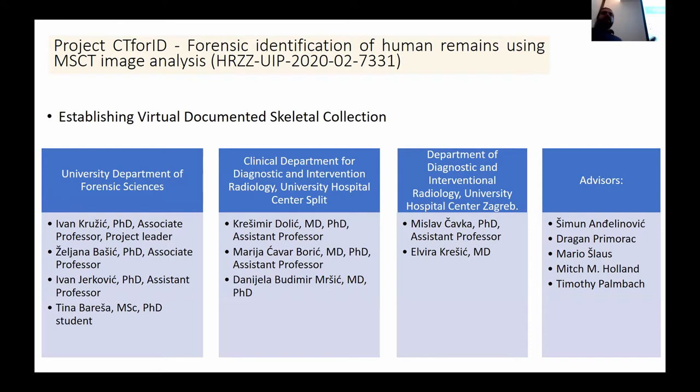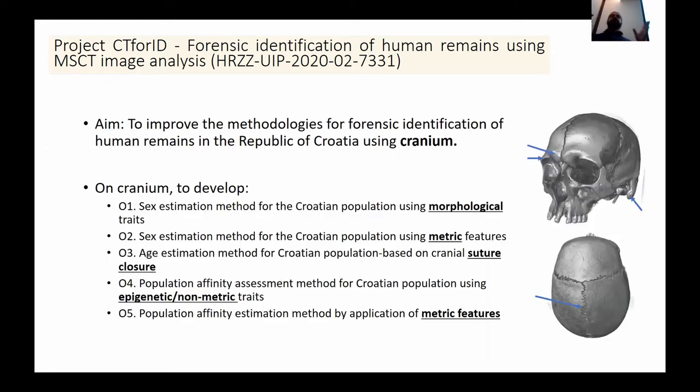So that was one of the basic ideas when we started our project CT for ID, or forensic identification using MSCT image analysis, which was funded by the Croatian Science Foundation. It started with a collaboration of our laboratory from the University Department of Forensic Sciences with the Department of Radiology in Split, and now with the Department of Radiology in Zagreb, especially with Mislav and Elvira. We also have a team of advisors and experienced forensic scientists to help us. First we will try to establish a virtual skeletal collection, and then we will study it.